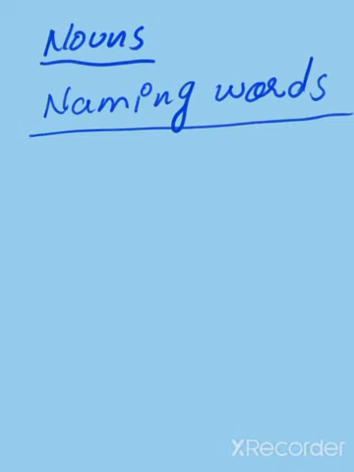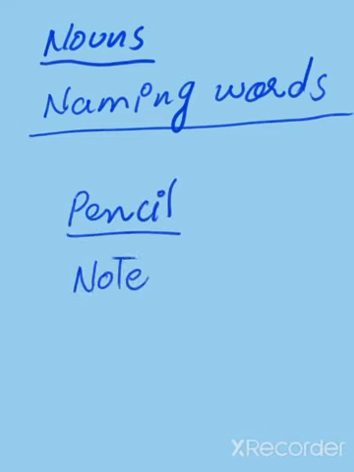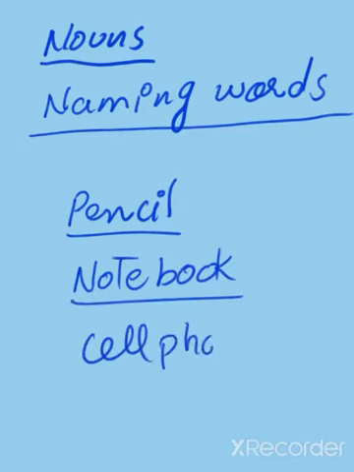Nouns are naming words. For example, anything which is present in this universe or even out of this universe has a specific name. Either it is material or abstract, it doesn't matter. Everything has its own name. For example, the pen with which you are writing is also a name of a certain thing. For example, pencil, notebook, your cell phone, all these are names of certain things.